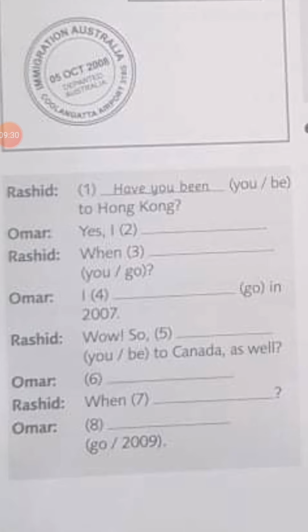Yes, I what can you say? I what? Rashid, when blank you go. So what can you say here? You have when here, and when you say when, it tells you something in grammar. Change the rule here. Omar, I blank go in 2007. So here is the answer for number 3. Number 4 is the answer for number 3. Okay?